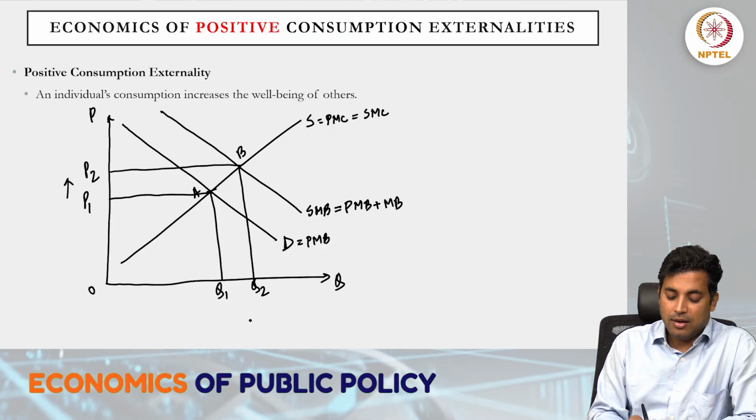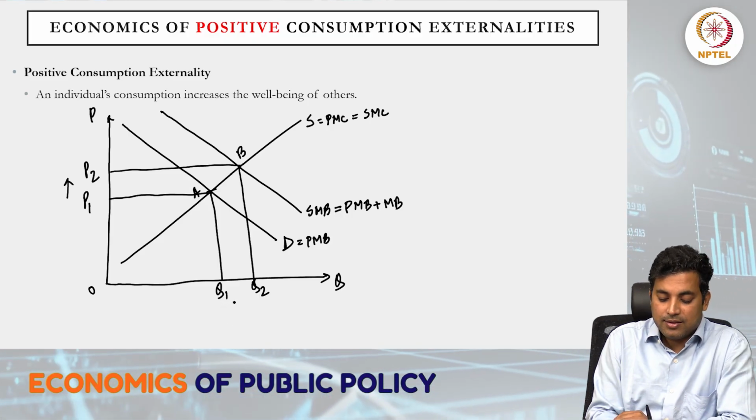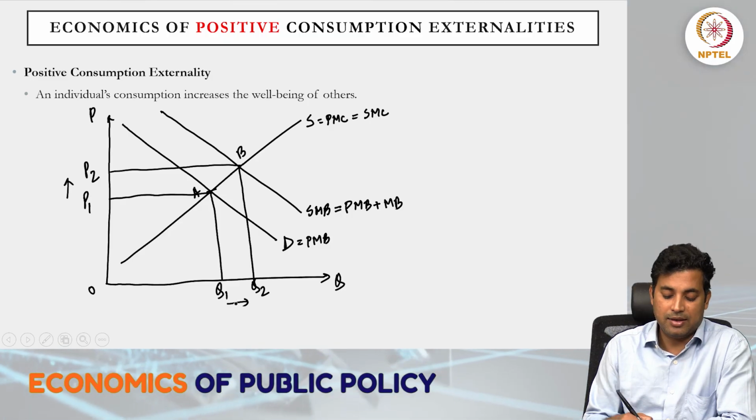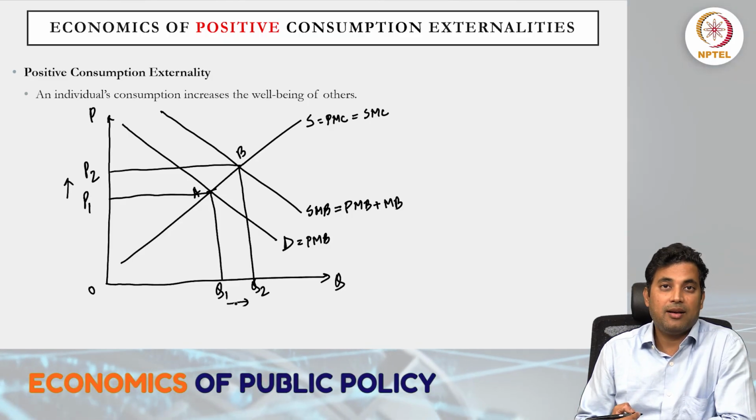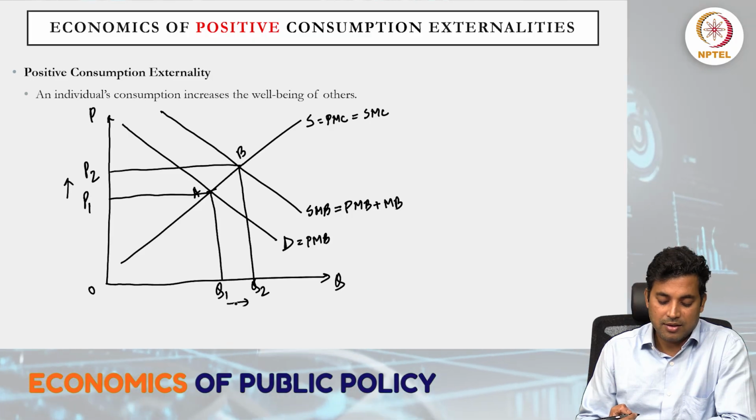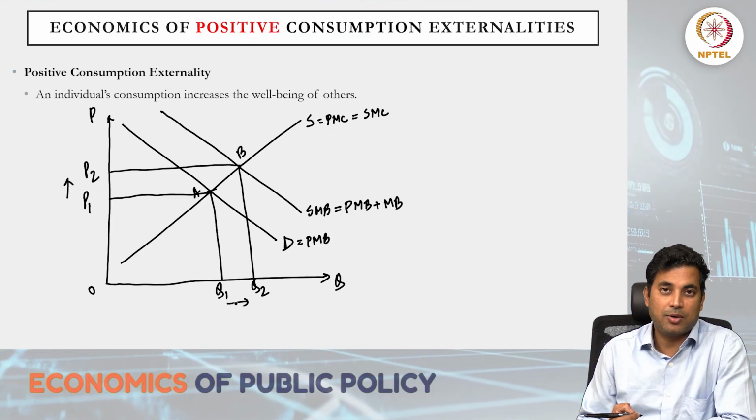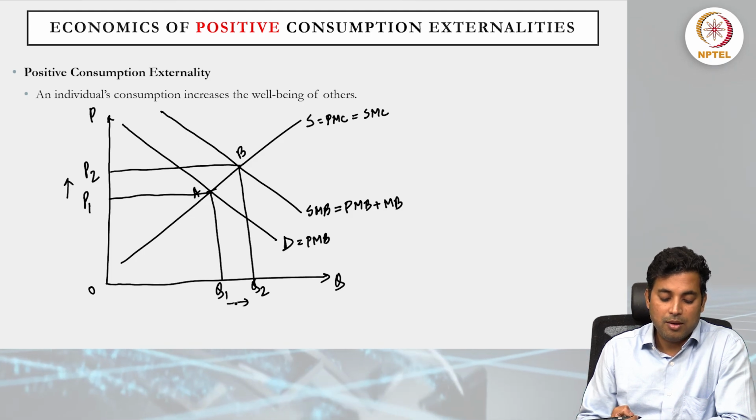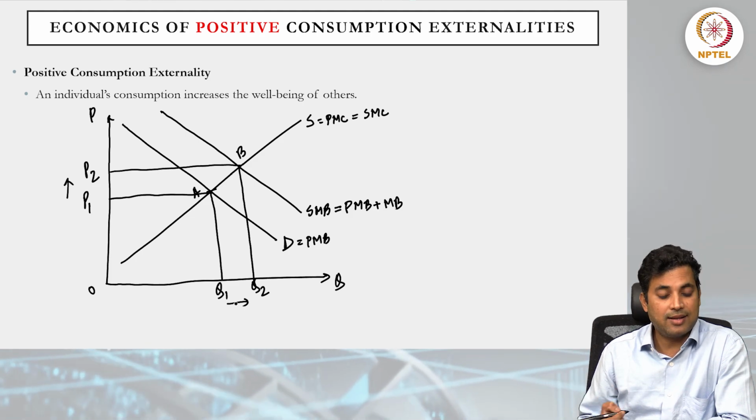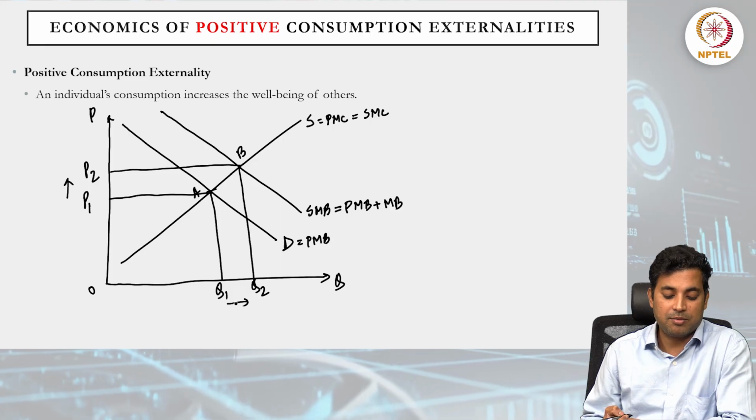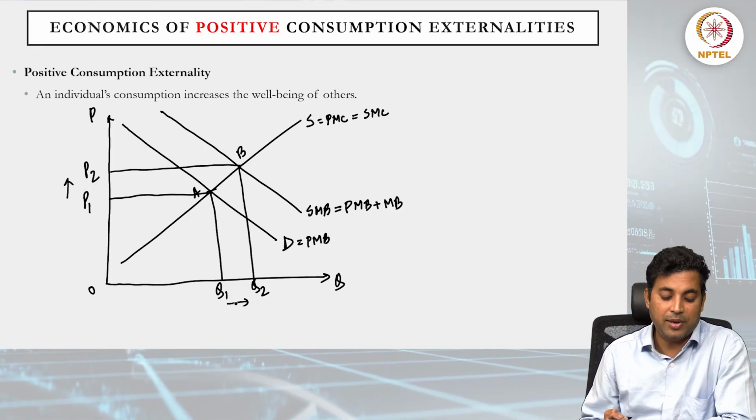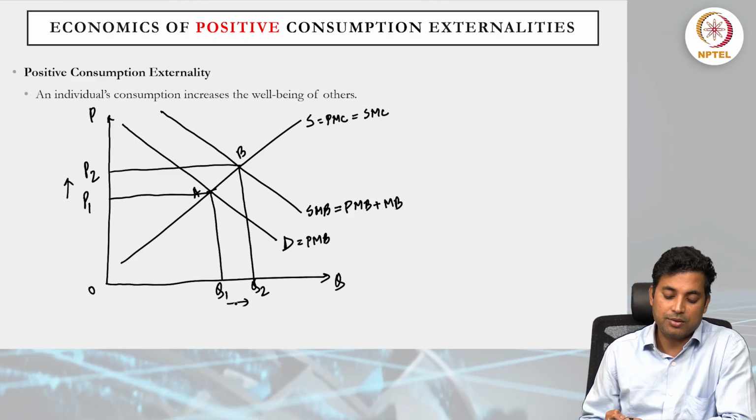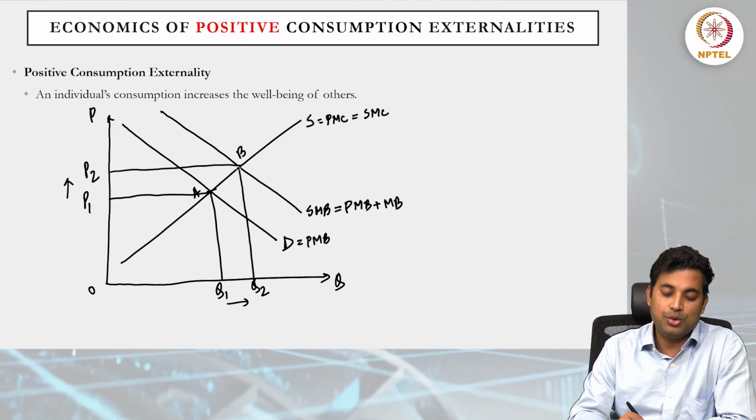So certainly production is going up. Quantity is increased from OQ1 to OQ2. As a result, the price is also increasing from OP1 to OP2, and my equilibrium point has moved from A to B.